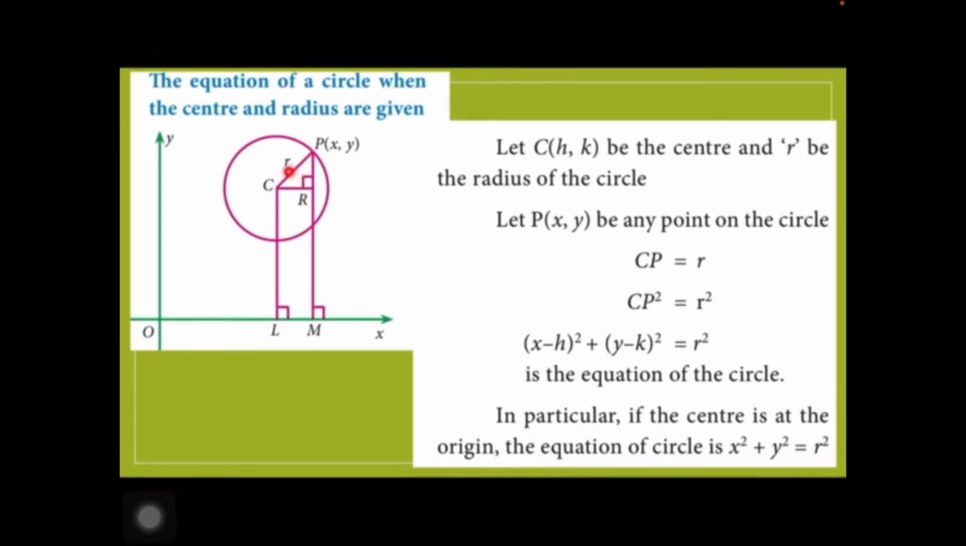So, how will you calculate the distance between C and P? We use our distance formula. The coordinates of C are h comma k and P is x comma y. So, x minus h the whole square plus y minus k the whole square is equal to r square, where r is our radius. This is the equation of the circle.